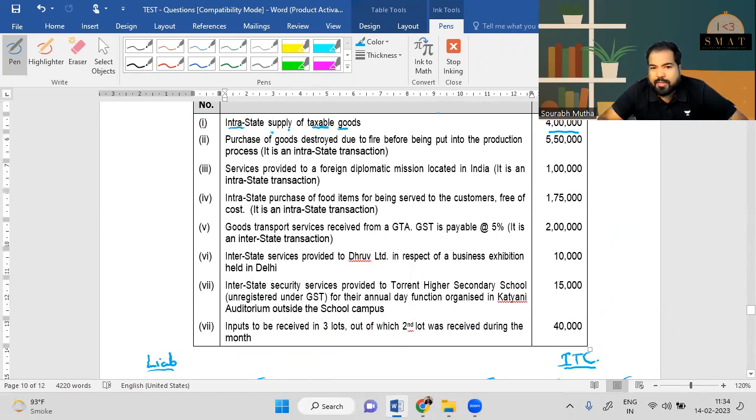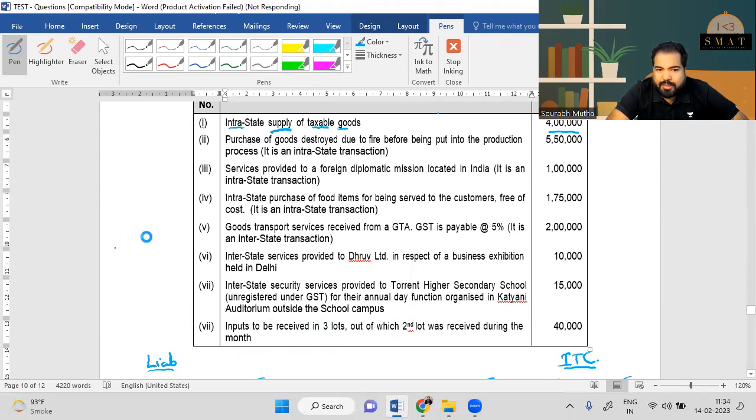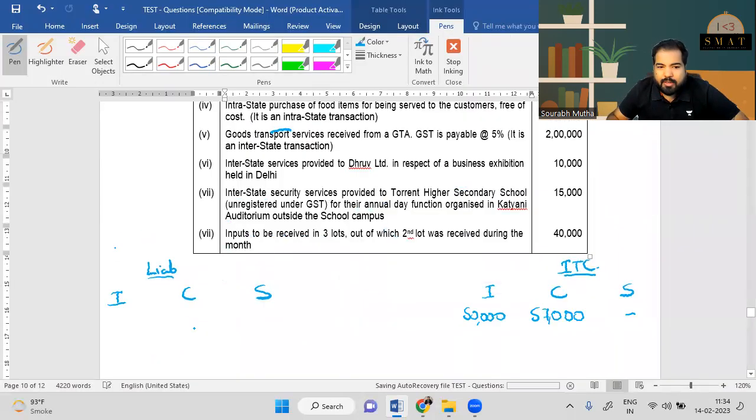First of all, supply leads to liability. So don't worry, just go to your liability ledger and add 36,000. So 36,000 here and 36,000 here because it is intrastate supply.